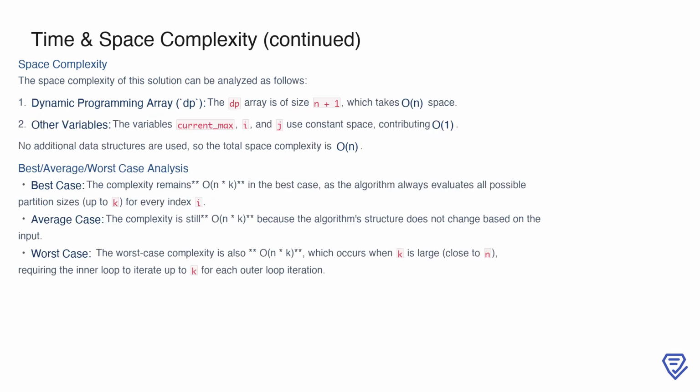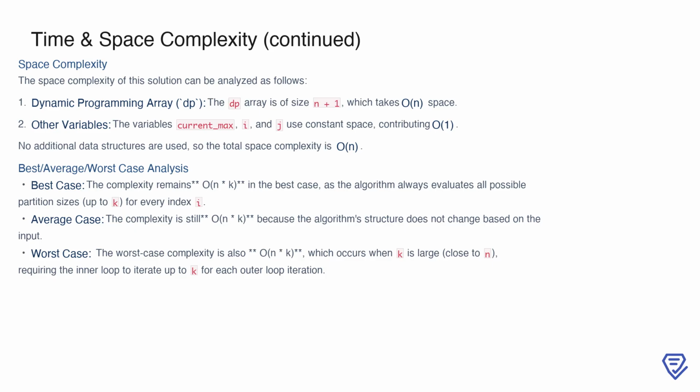Now, let's analyze the space complexity. The primary data structure used here is the dynamic programming array, dp, which has a size of n+1. This contributes O(n) to the space complexity. Additionally, the variables current_max, i, and j only require constant space, or O(1). Since no other data structures are involved, the overall space complexity is O(n).